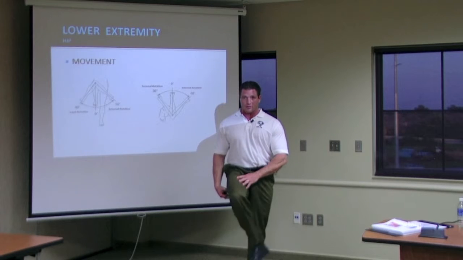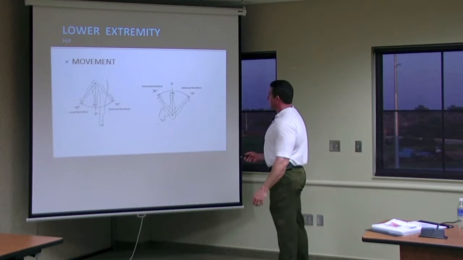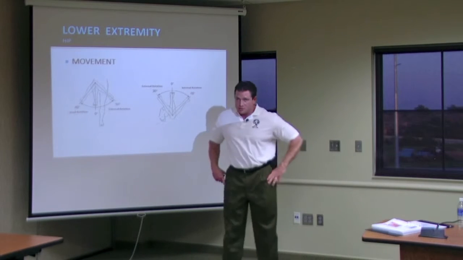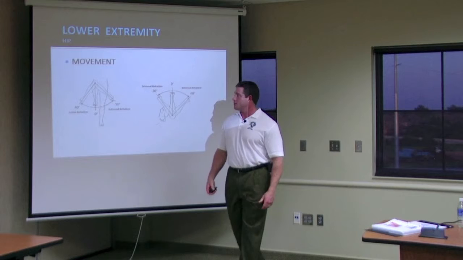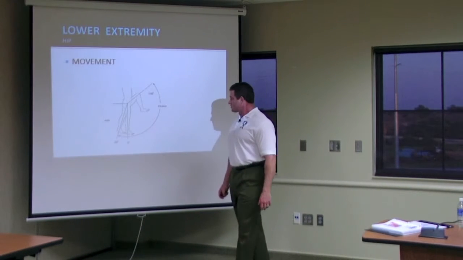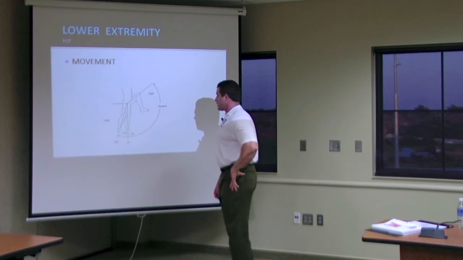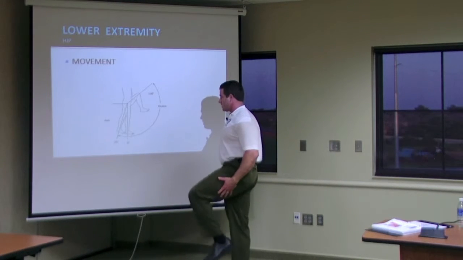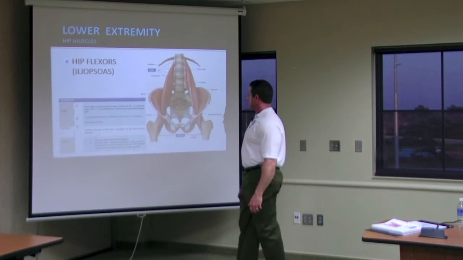Actually, this would be external. This would be external. This would be internal. I said that right backwards. Standing in the anatomical position, I've got external versus internal rotation. You have flexion and extension of the hip. So on a profile shot here, I'm going to have flexion of the hip, extension, and hyperextension of the hip.